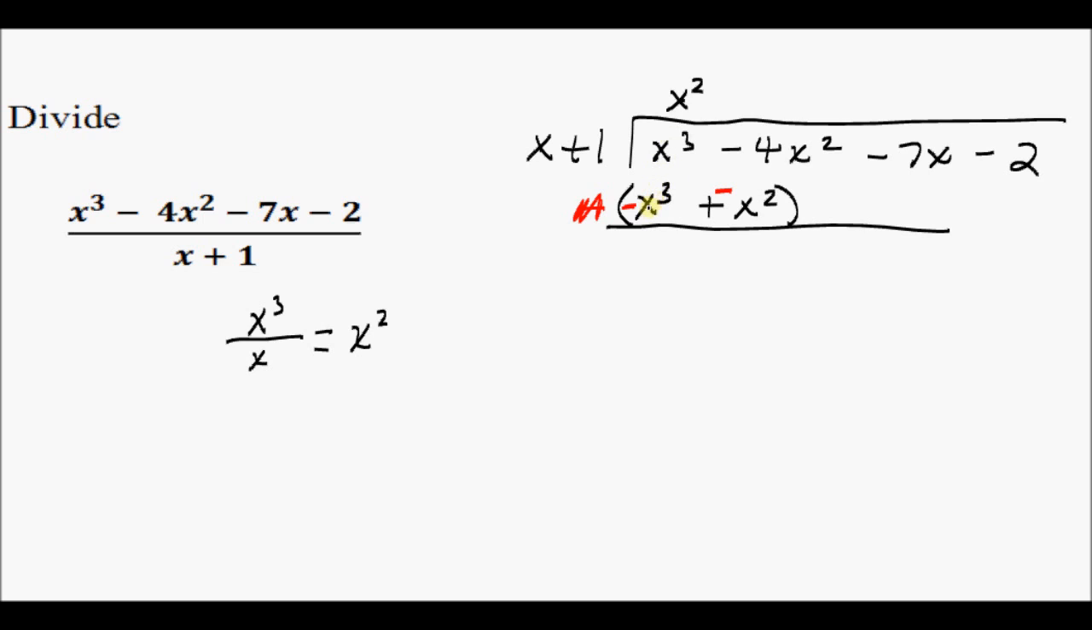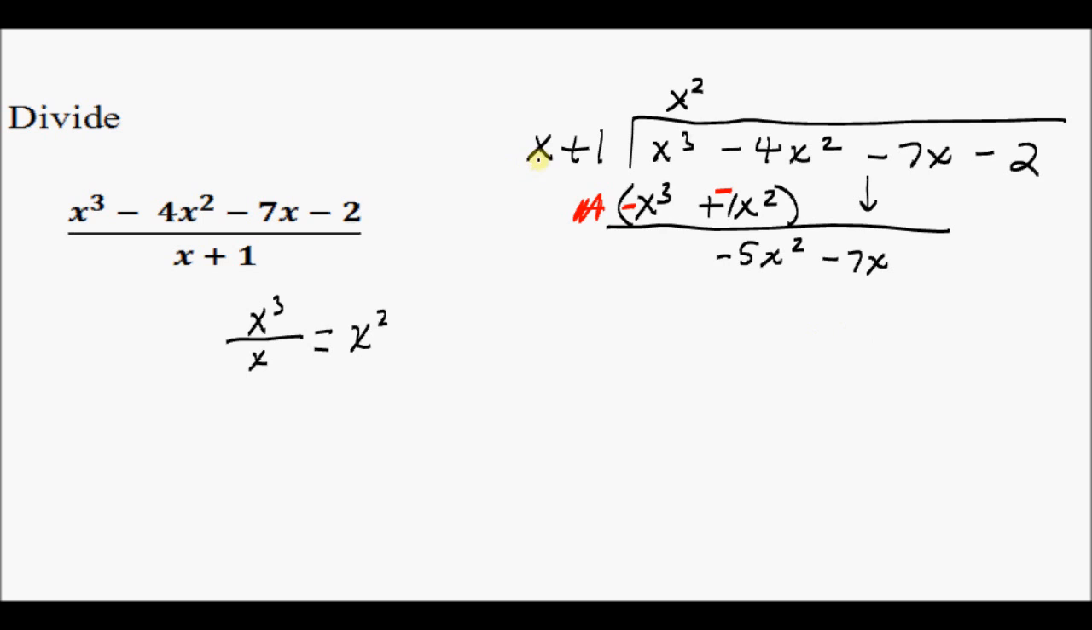This x cubed and that minus x cubed cancel out. And that was the whole purpose of putting x squared up there, so that that x cubed would end up canceling out. And now we take also negative 4x squared minus 1x squared, right? There's a 1 in front of this. Minus 4 minus 1 is a minus 5x squared. And then we bring down the negative 7x. So we've done the whole process, we just have to do it again.